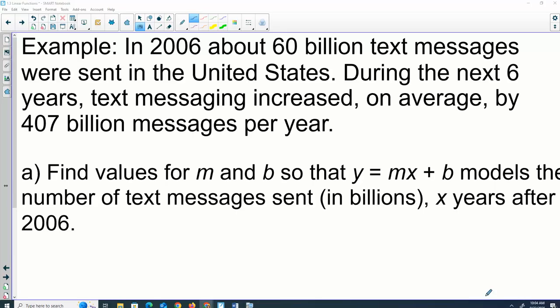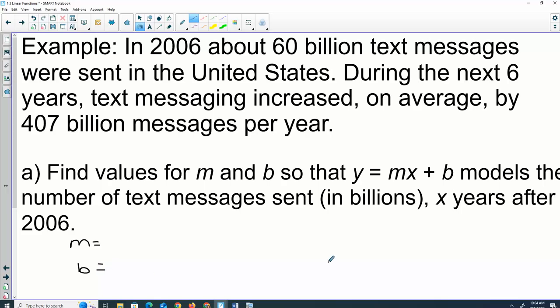It tells me in 2006, about 60 billion text messages were sent in the United States. During the next 6 years, text messaging increased on average by 407 billion messages per year. Okay, I need to know what M and B are so that I can write an equation.